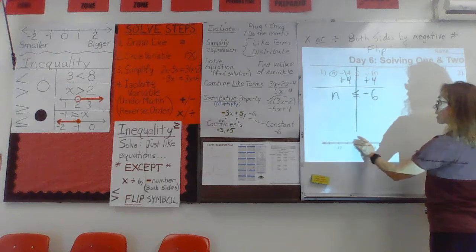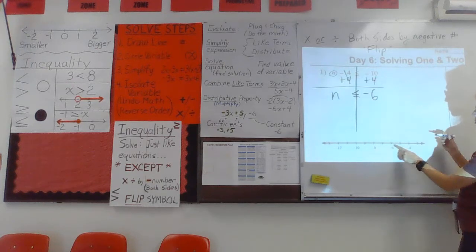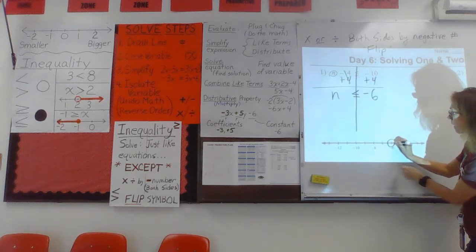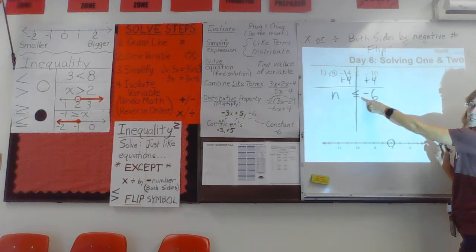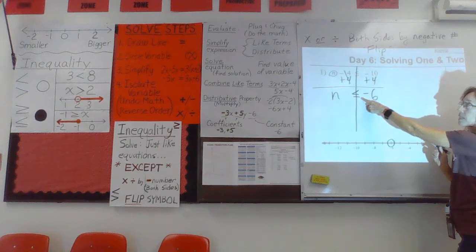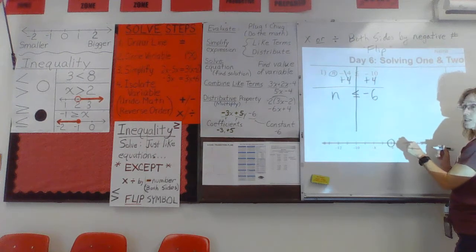So just go look on the number line and find this number. And that number is right here, and I'm going to do an open circle around it, and then decide, should I fill it in or not? Is it equal to negative 6? Yes, there's a line underneath it. N is also equal to negative 6. So should I fill it in?